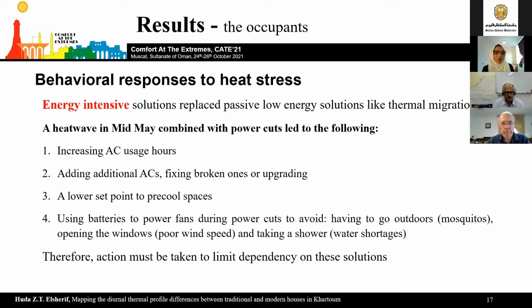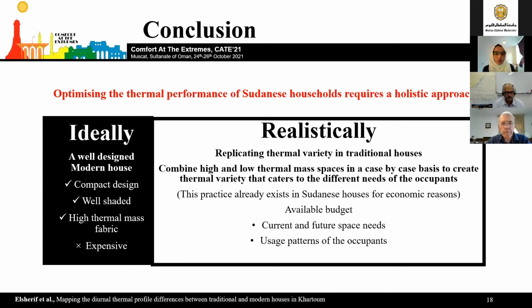So all of these solutions actually exacerbate the problem, because the power cuts are there because people are using so much energy. And these power cuts always happen in the summer, which shows you that it's really directly linked to the air conditioner and that consumption. So what do we get from all of this? That optimizing the thermal performance for Sudanese households requires a holistic approach. You can't just suggest one solution.